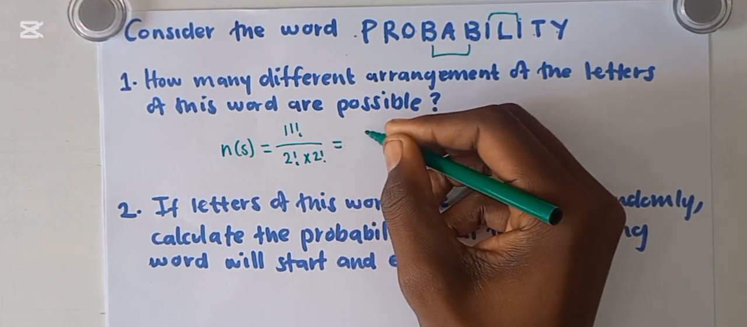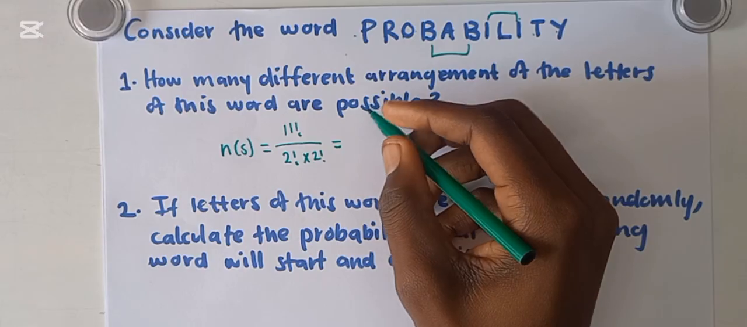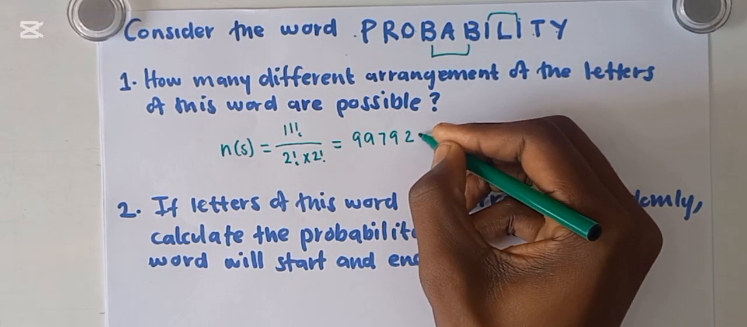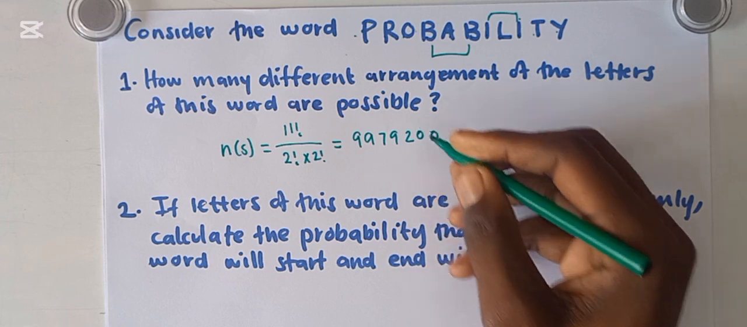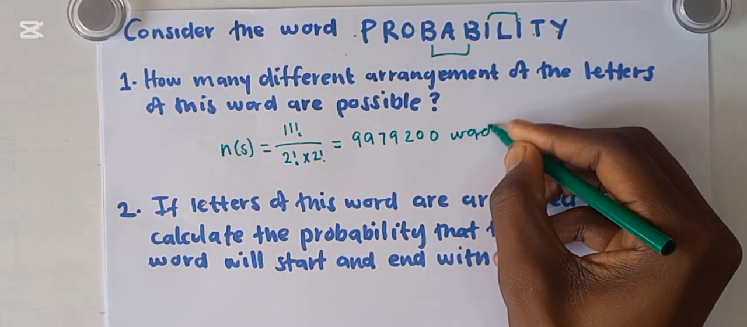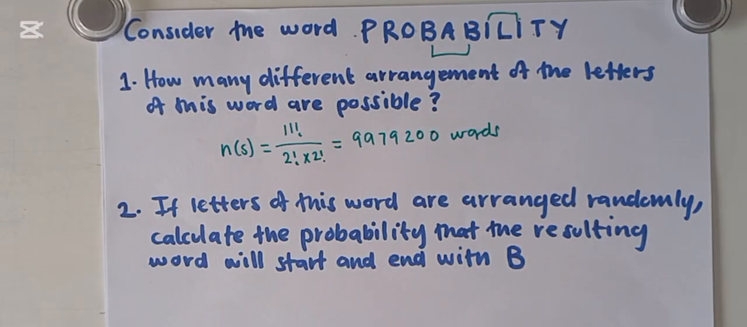If you work this out, you're going to get a quite big number, which is 9979200. So this is the number of words that can be formed from the word probability. The second example is one of my favorites.